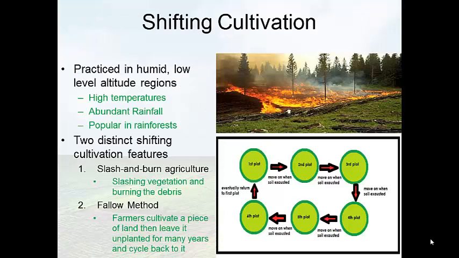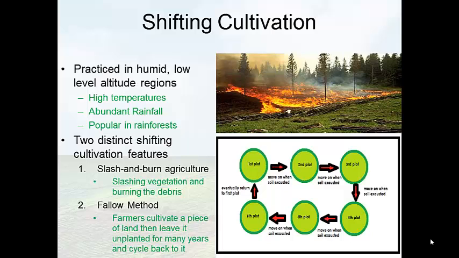Let's get to it. Alright, number 1, shifting cultivation. Well, this is practiced in humid, low-level altitude regions because it requires high temperatures and abundant rainfall for the crops that are grown. It's usually most popular in rainforests. There are 2 distinct shifting cultivation features. 1 is slash and burn agriculture, and this is when they literally slash the vegetation and then burn the remaining debris to enrich the soil.